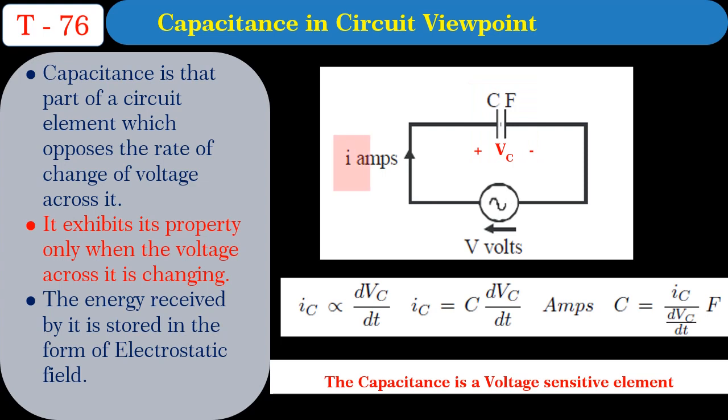We know that the current flowing through the capacitance Ic is proportional to dVc by dt, and hence Ic is equal to C into dVc by dt, where the proportionality constant C is called the capacitance and its unit is farads. Therefore, C is equal to Ic divided by dVc by dt. So, you find that dVc by dt is in the denominator, and hence the capacitance property opposes the change in voltage. Therefore, capacitance is a voltage sensitive element.